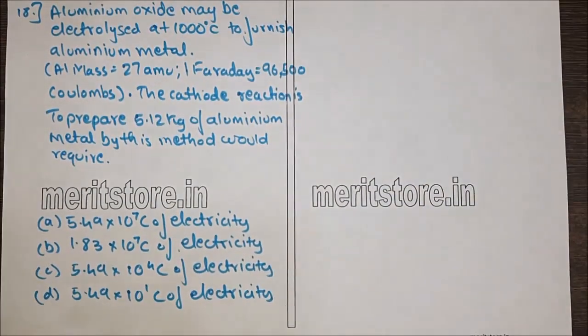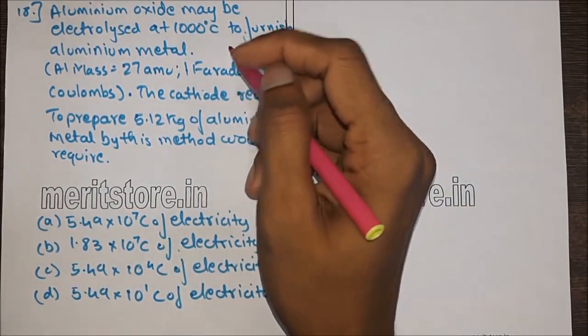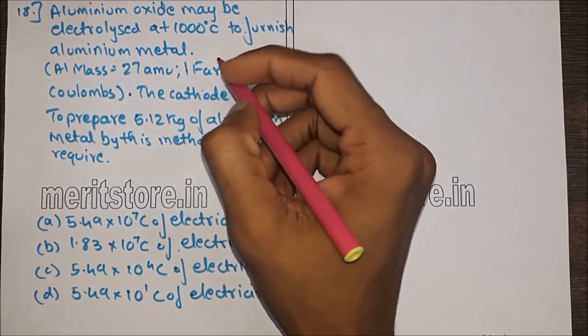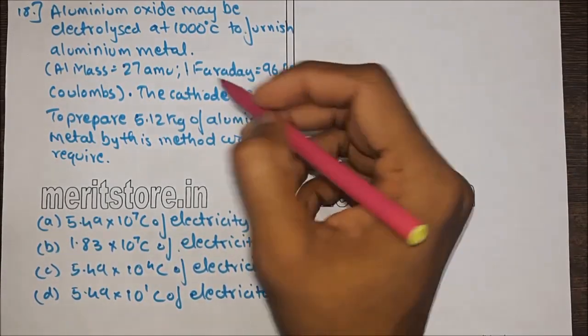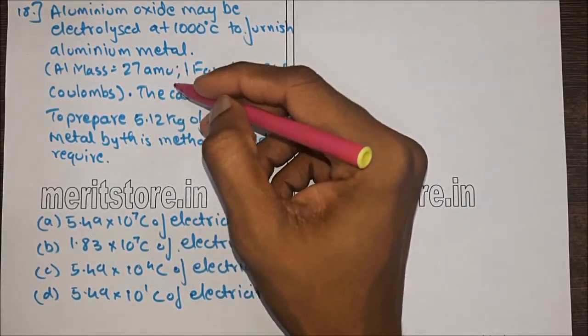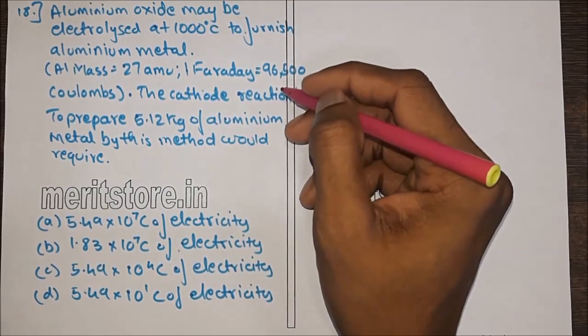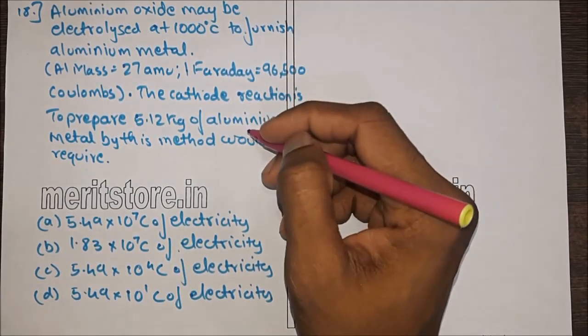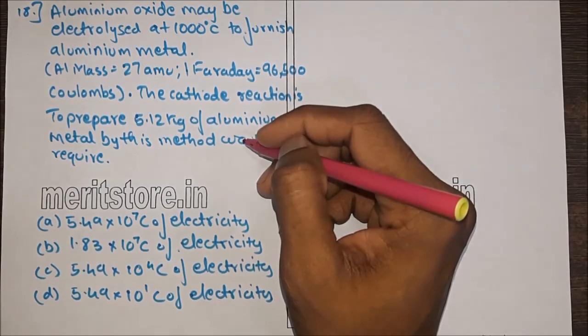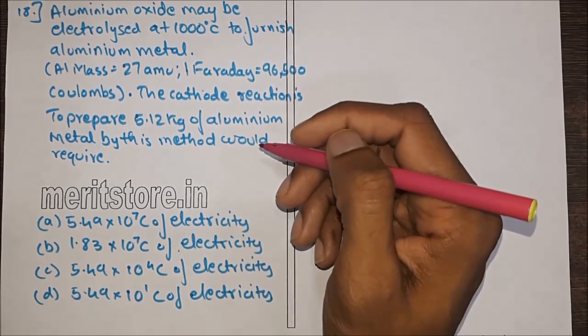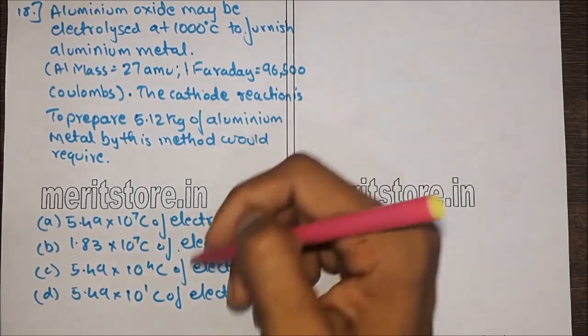Question 18. Aluminum oxide may be electrolyzed at 1000 degrees Celsius to furnish aluminum metal. Given atomic mass as 27, 1 Faraday is 96,500 coulombs. The cathode reaction to prepare 5.12 kg of aluminum metal by this method will require, and we are given 4 options over here.